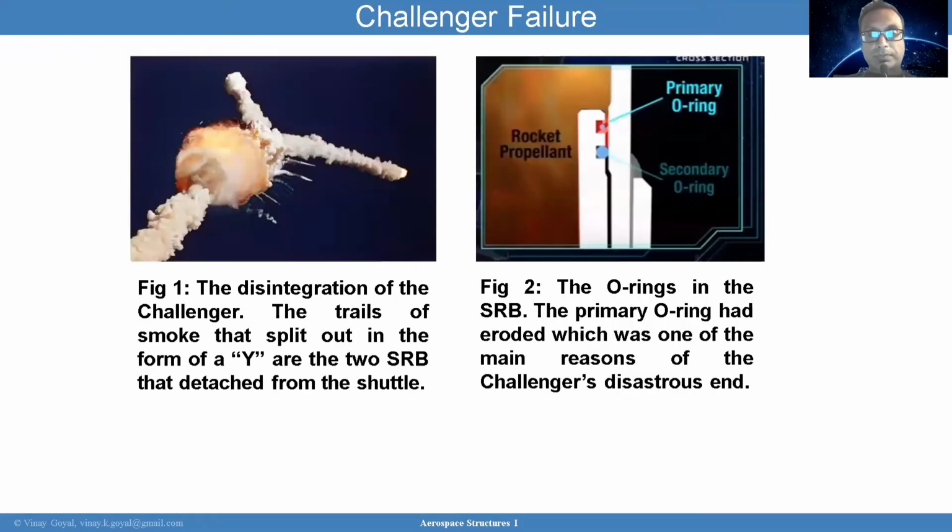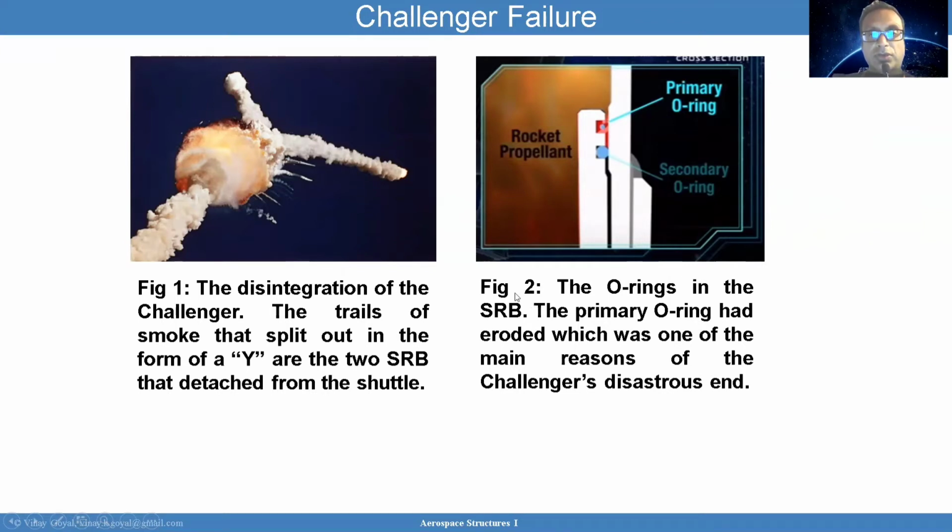So the Challenger failure is an example of a failure that led to the loss of life, and the disintegration of the Challenger was quite significant in the history of space. The trails of the smoke split out. It was like a Y, and those Ys are basically the 2 SRBs that were attached. Basically, they got detached from the shuttle.